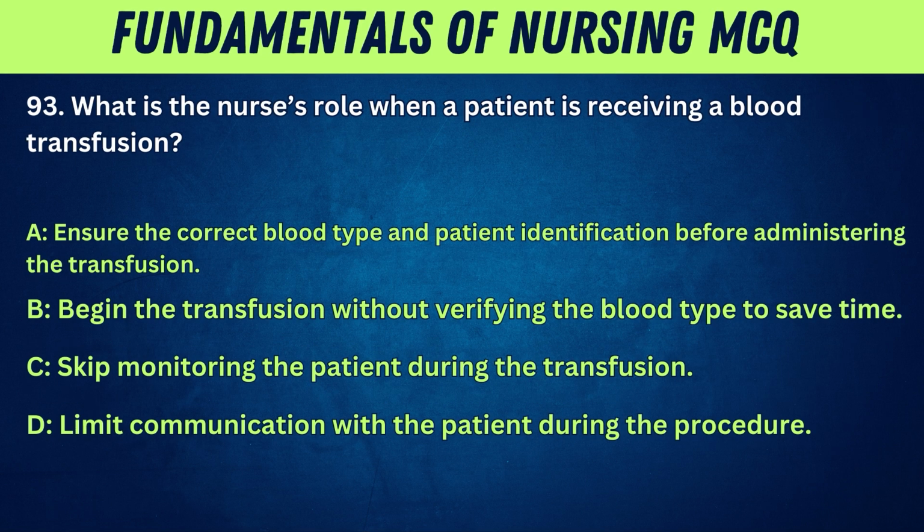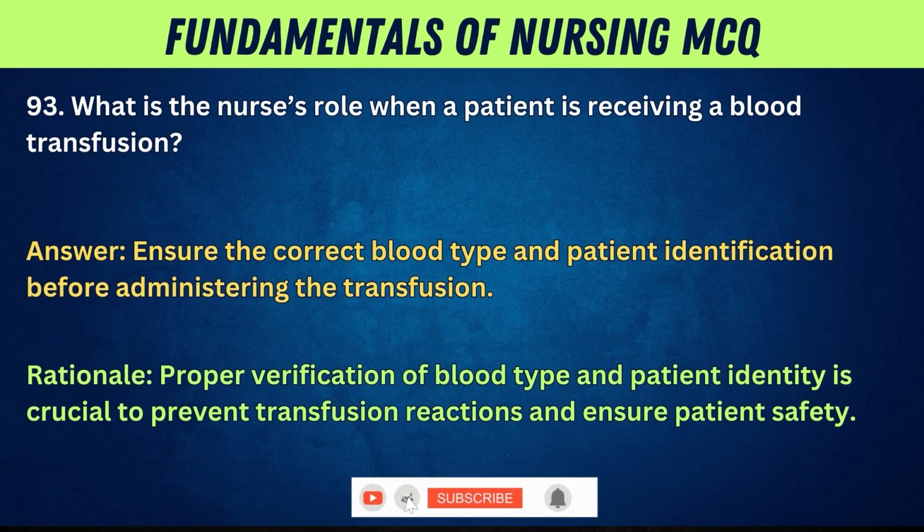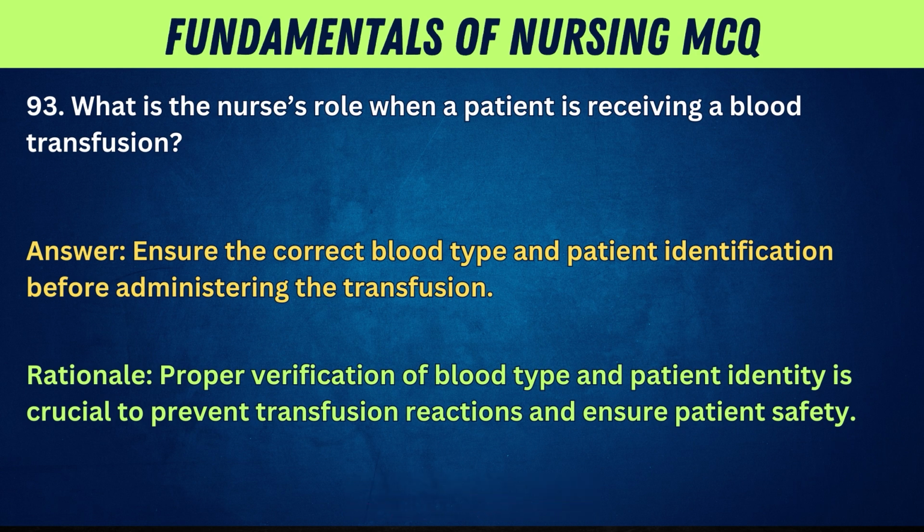93. What is the nurse's role when a patient is receiving a blood transfusion? A. Ensure the correct blood type and patient identification before administering the transfusion. B. Begin the transfusion without verifying the blood type to save time. C. Skip monitoring the patient during the transfusion. D. Limit communication with the patient during the procedure. Answer: ensure the correct blood type and patient identification before administering the transfusion. Rationale: proper verification of blood type and patient identity is crucial to prevent transfusion reactions and ensure patient safety.